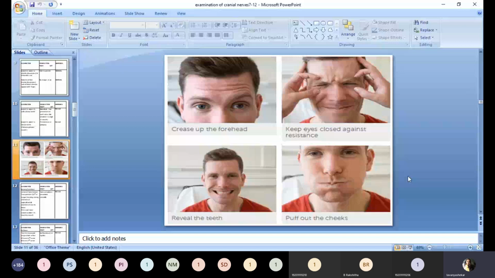Here you can see that whenever the subject frowns, you can see the wrinkles over the forehead. You can ask him to frown, and in a normal individual you can see these wrinkles. Also, to check for the orbicularis oculi, you can ask the subject to close his eyes and the examiner tries to open the eyelids, wherein the examiner fails in a normal individual, whereas in a person who has facial palsy or damage to the orbicularis oculi muscle, the eyelids will be easily opened. In a normal individual, it is very difficult to open the eyelids.